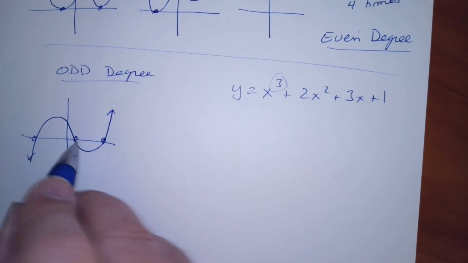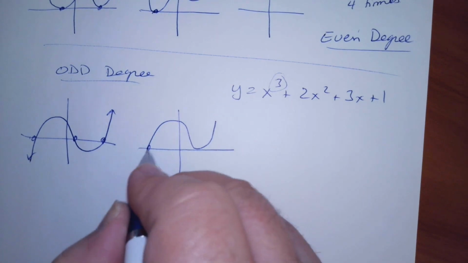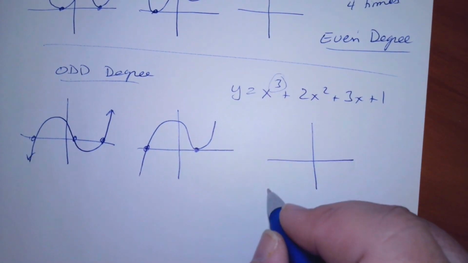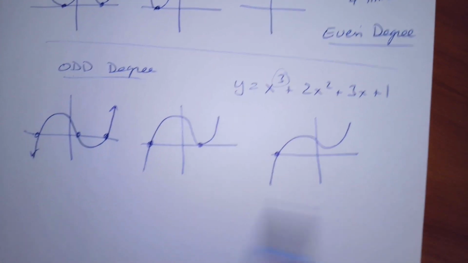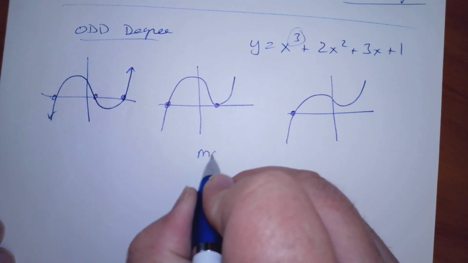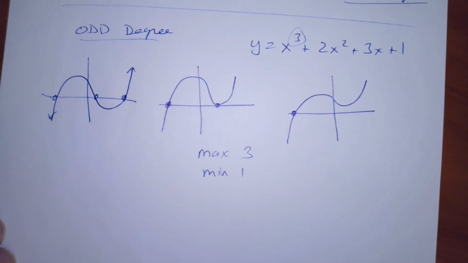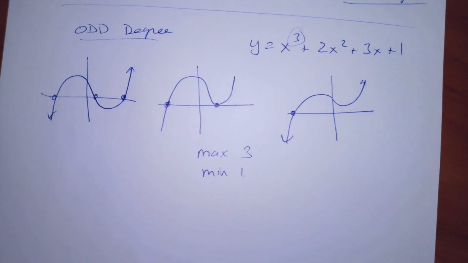So we can have at most 3, 2, or 1. So max 3, minimum 1 solution. You have to have at least 1 because the ends point in different directions. One direction has to cross the x-axis.